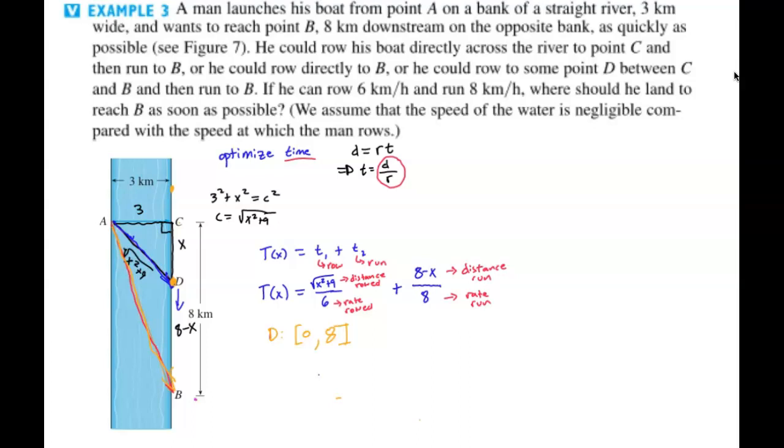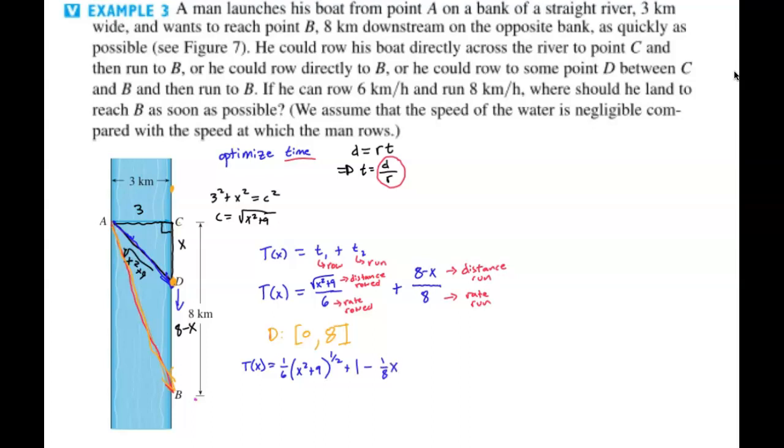All right. So we are ready to do a little bit of calculus. Before we do, let me clean up my function so that it's written in a way that it's easier to do calculus with. So I'm going to say t of x equals, instead of divided by 6, I'm going to write 1/6. And instead of a square root, I'm going to write x squared plus 9 to the 1/2. And then again, I'm just going to divide the 8 into both terms, so that's going to give me plus 1 minus 1/8 x.